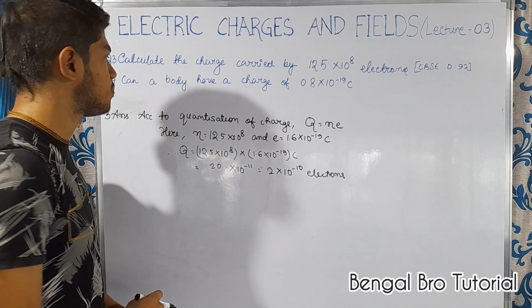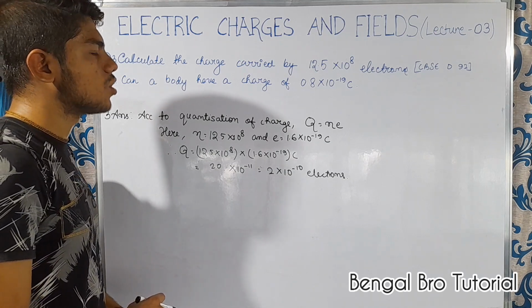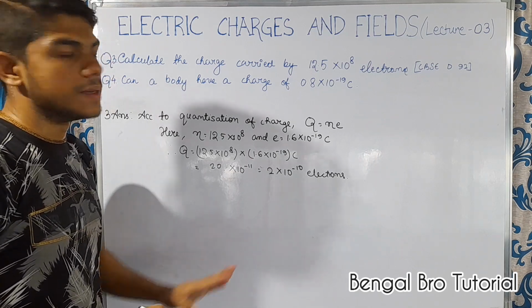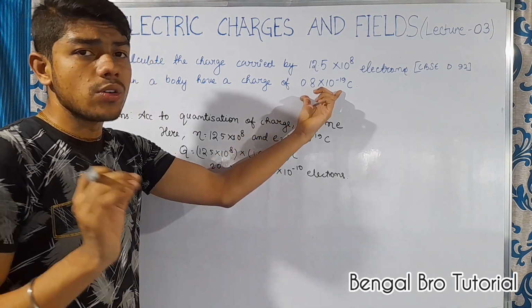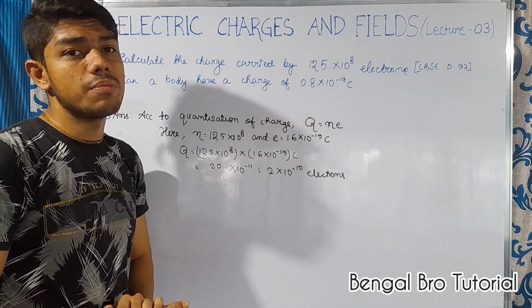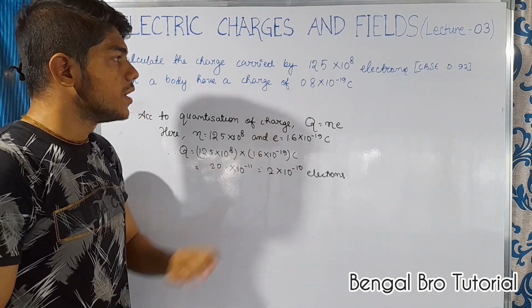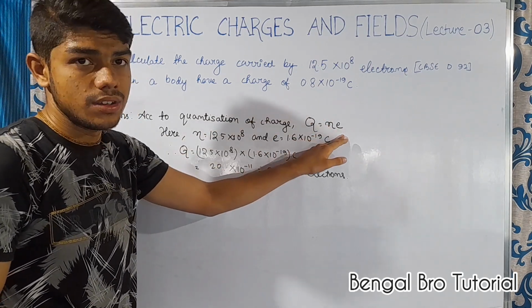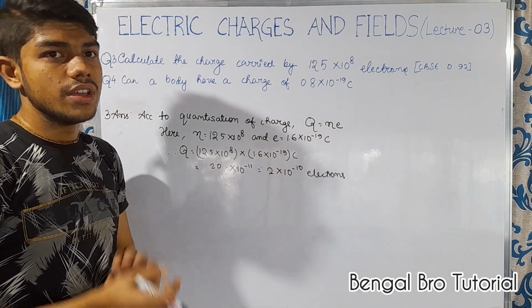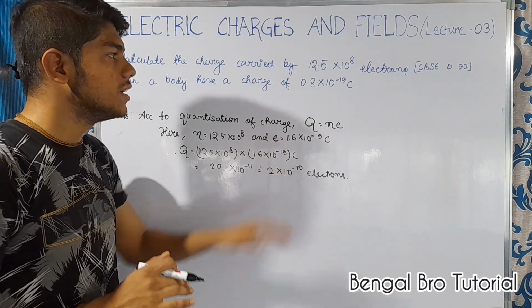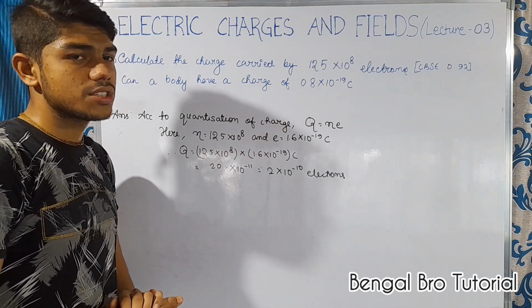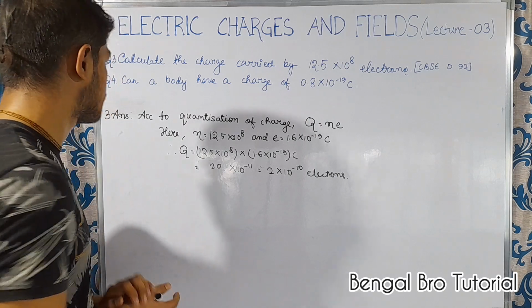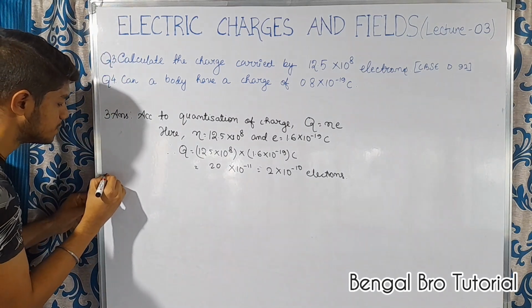Question number 4. Can a body have a charge of 0.8 into 10 to the power minus 19 coulomb? See, such a charge can only exist if it is an integral multiple of e. So, in this question we have to check whether we can express it in the form N e, where N is an integer. If it is possible, then only the existence of charge equal to 0.8 into 10 to the power minus 19 coulomb is possible. So let's solve and see.